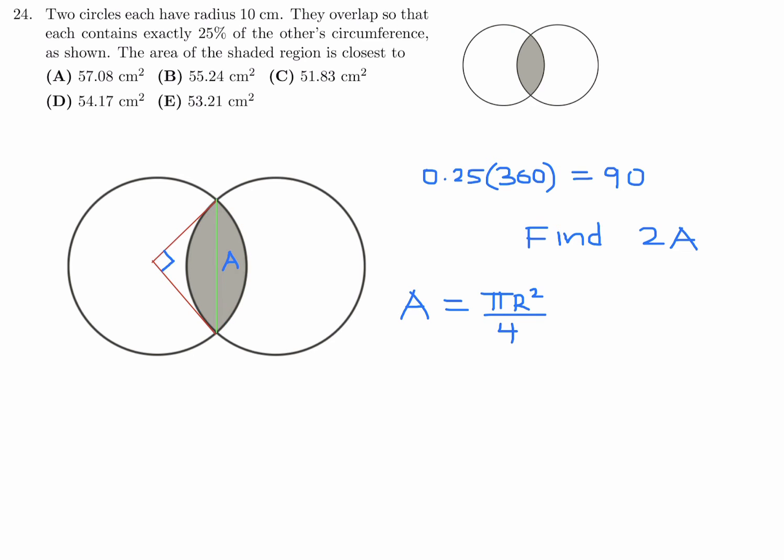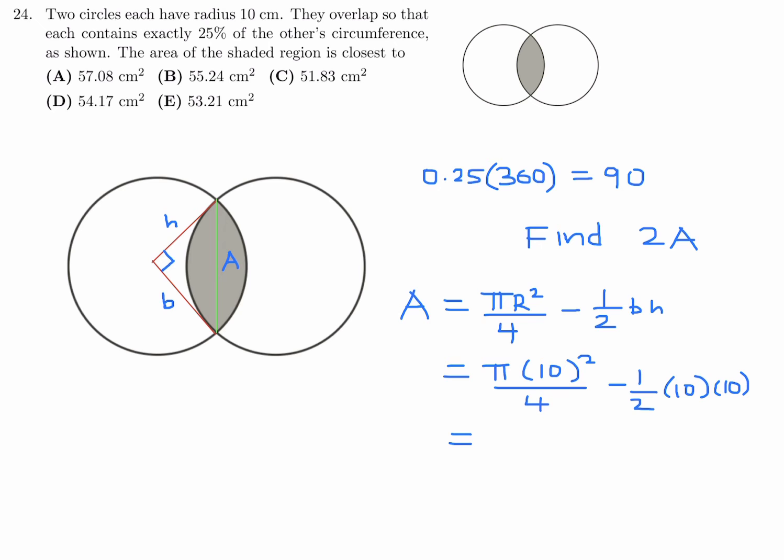Now, how do you figure out the area of that triangle? Well, it's 1/2 base times height. And I think most of these things we know. So pi, obviously we know r is 10. And then 1/2 base times height. Well, the base and the height, both of those are the radius. So one is 10 and the other one's 10. And that's it. So this is going to be 25 pi minus 50.